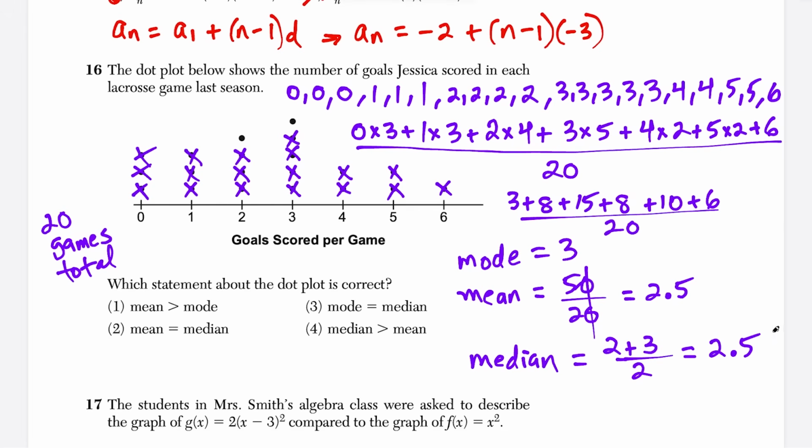is 2.5. So notice that the mean and the median match. They're both equal to 2.5. So we can say the mean is equal to the median. Choice 2 is our answer.